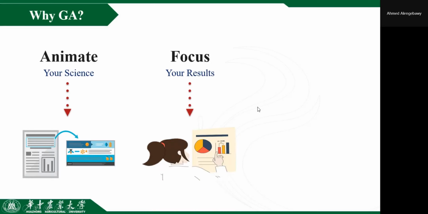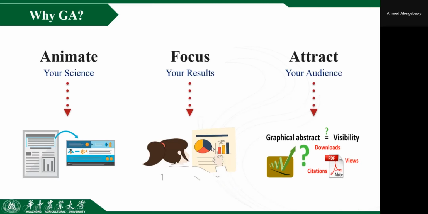The second one is to focus and emphasize your main results. So if I want to get the main idea of an article, I just have a quick look at the graphical abstract, and I can understand the main idea of this article. Third, you can attract your audience. This is a study done about graphical abstracts and their impact on the visibility, downloads, citations, and views of your article, compared with articles without graphical abstracts. And for sure, these items can be enhanced if your article has a graphical abstract.